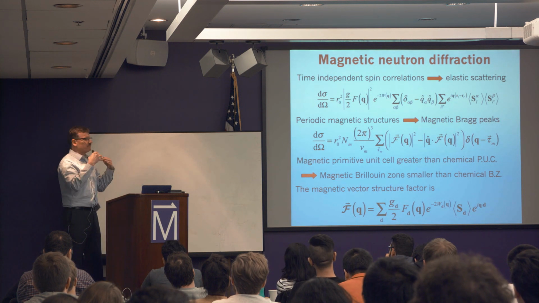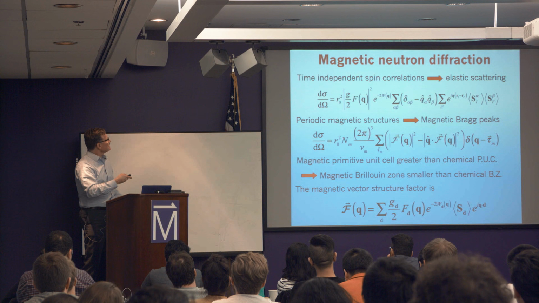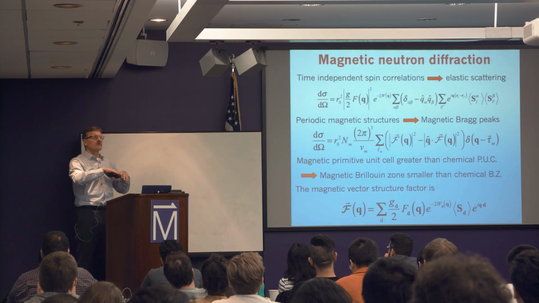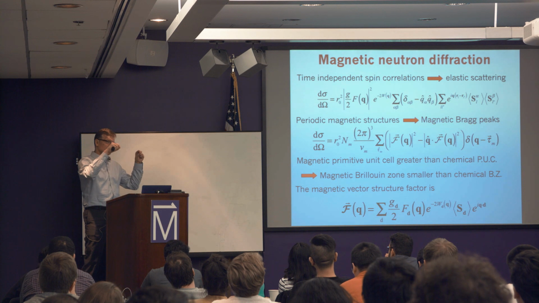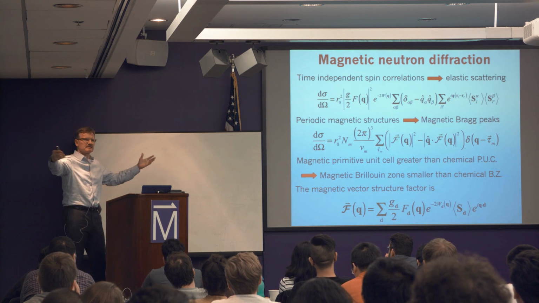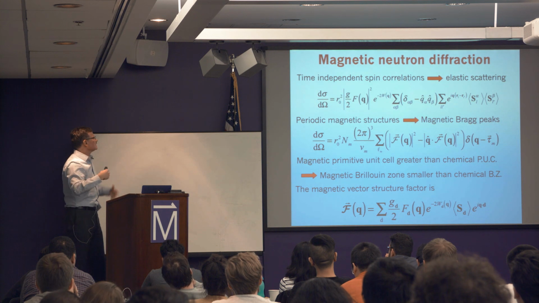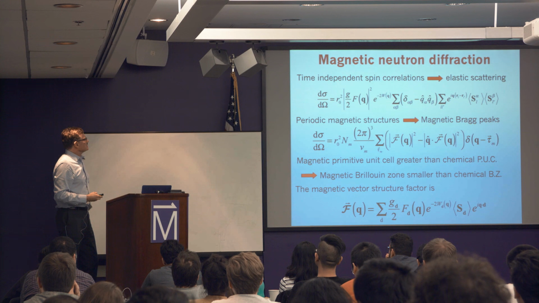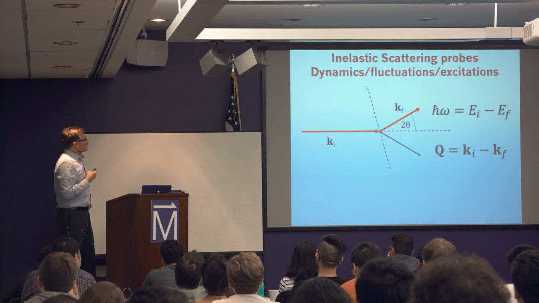Now, if I don't have a periodic magnetic structure, this expression is still good, but now the Fourier transform will no longer be constrained to have peaks at specific places in momentum space. I can have very broad patterns in momentum space, reflecting the lack of a translational periodicity. So that's the case of diffraction.